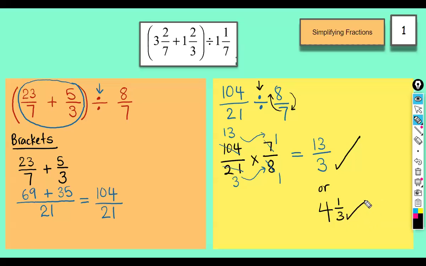Now, different teachers are different. Some teachers have no problems with improper fractions. Like me, I love improper fractions. But some teachers might want to see the answer as a mixed fraction. So you know what I just do as a safety feature in my exams? I just write both. I'll write the improper and I'll write the mixed. That way, nobody could complain.